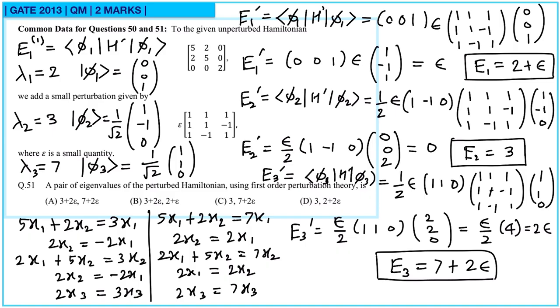So here in the options, we have to check which option is correct. So 7 plus 2 epsilon, so option C is correct. 3 and 7 plus 2 epsilon. So these were all the questions from GATE 2013 paper.